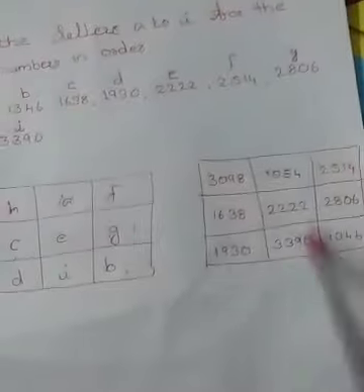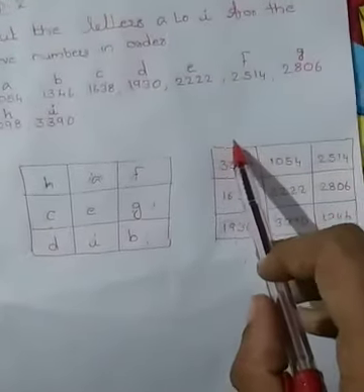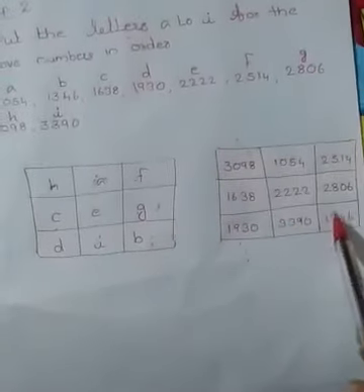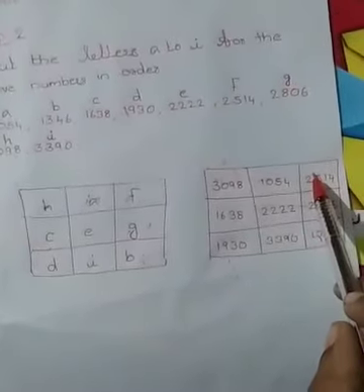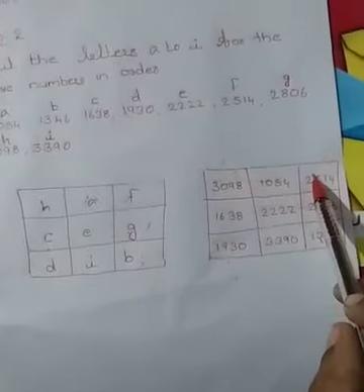1638. E? 2222. G? 2806. Like this. Then we got a magic square. That means when we add column wise or row wise or corner wise, the answer is same. Which is the answer here?